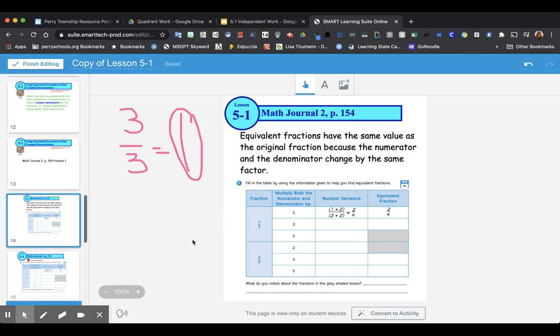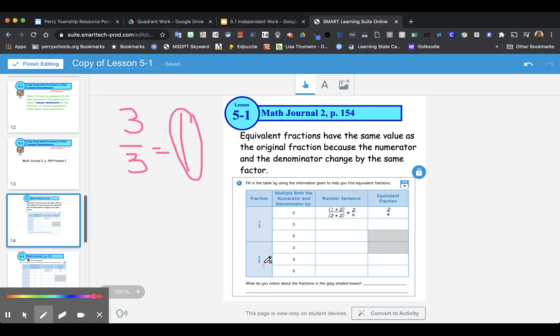So your job now is to fill in the table by using the information given to help you find the equivalent fractions. You can see in the example here, 1/2, and then we multiplied the numerator and the denominator by 2. And here they did 1 times 2 is 2, 2 times 2 is 4. So we got the equivalent fraction of 2/4. I'm going to do the first one of 2/5. Now, I do want you to notice that on 1/2 and 2/5, it is gray. And so we're going to find out why in a little bit.